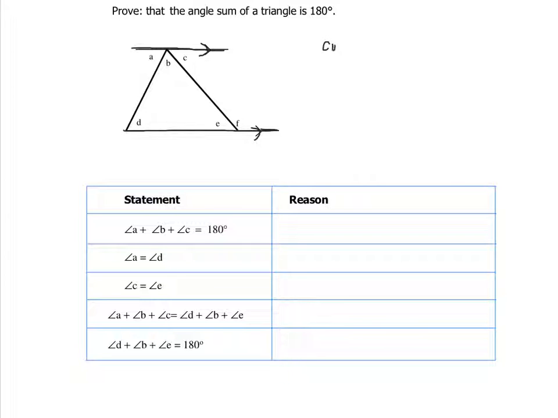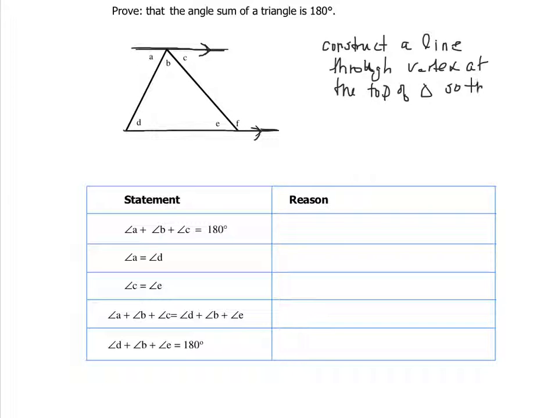So basically, construct a line through the vertex at the top of the triangle so that it's parallel to the base of the triangle. And then you can proceed to do this proof.